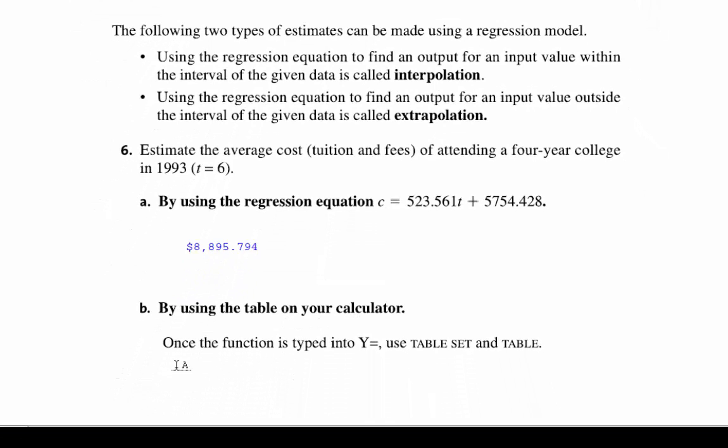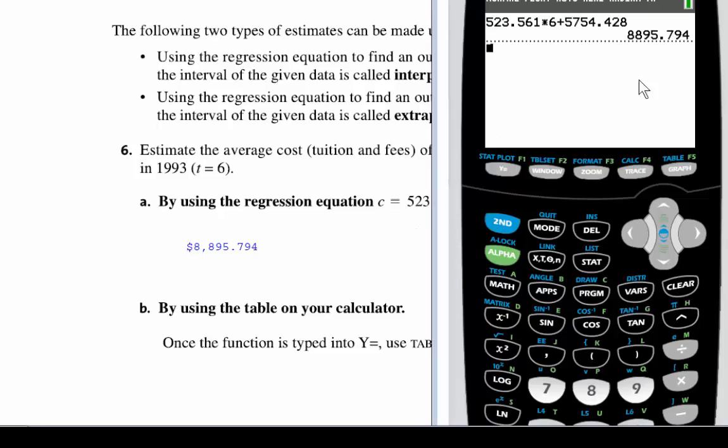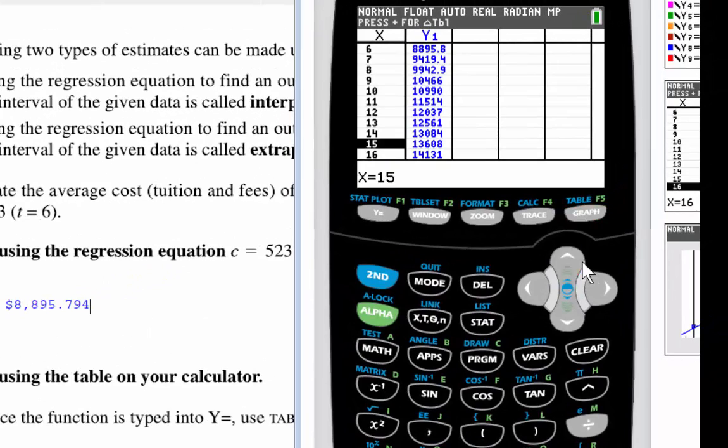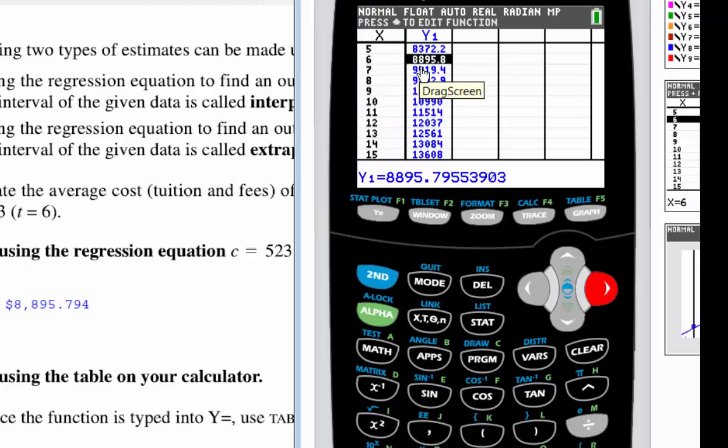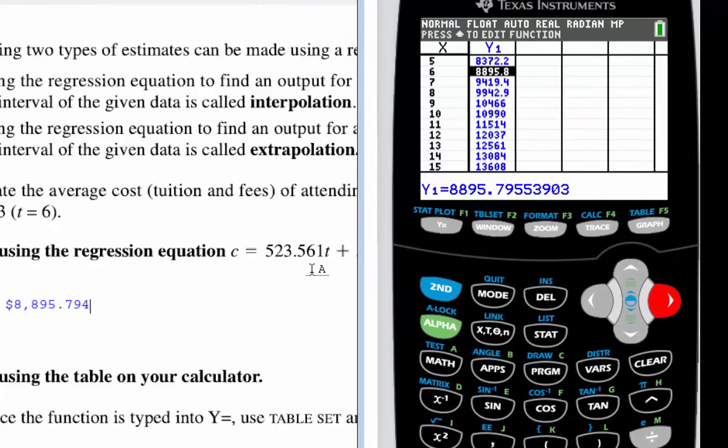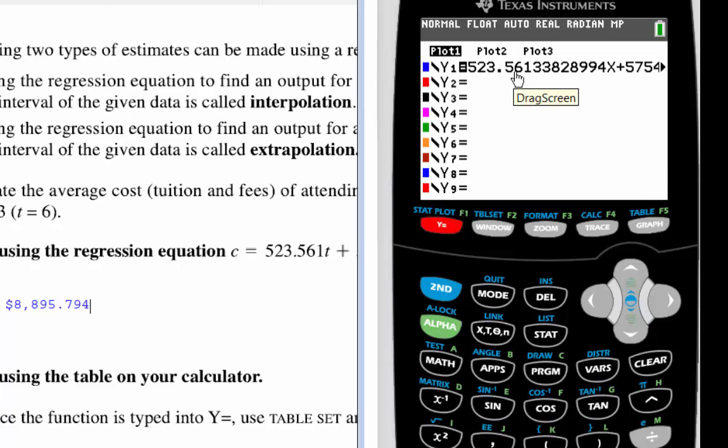Now it says by using the table on your calculator. Okay, so let's go back to our table. I press second and table is above the graph key. And if I scroll up to number 6, oops, I went one too far. You can see we have this $8,895 and they rounded to 80 cents. But if I look on the bottom of my window, you can see this 79. And you notice I have 795 here and this is 794. And that's because the book rounded to 3 decimal places, whereas my calculator doesn't round, right? I go 5, 6, 1, 3.